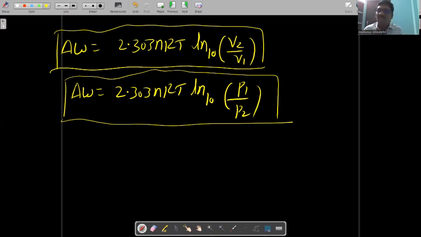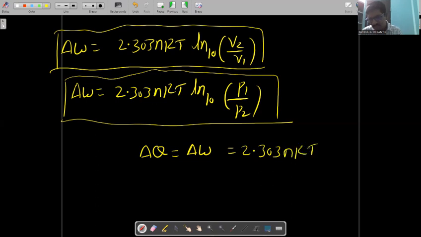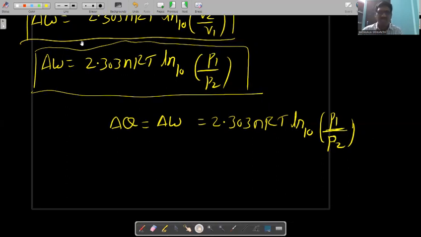Now, if you want to bring out the heat supplied, what will you do? According to the first law of thermodynamics, just now I told, delta Q is equal to delta W. Therefore, heat supplied is equal to work done. Therefore, I can write this as 2.303 nRT log to the base 10 of P1 divided by P2. This is the formula for work done.